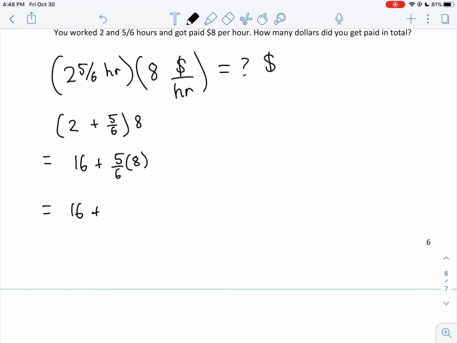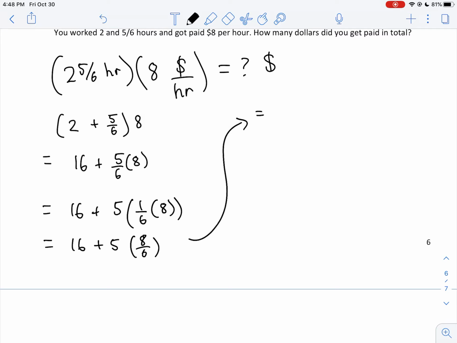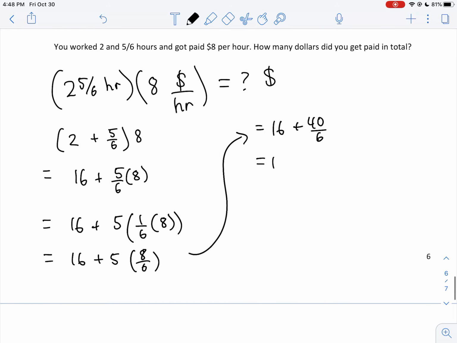And so we have $16 plus 5 times 1/6 of 8 instead. That's what 5/6 of 8 means. 1/6 of 8 gives you 8/6. So we get 16 plus 5 times 8/6. And then 5 copies of 8/6 is 40/6. So we have 16 plus 40/6. You can divide each of those by 2, so that's the same thing as 20/3, and then get a common denominator. 48/3 plus 20 more thirds gives us a total of 68/3.